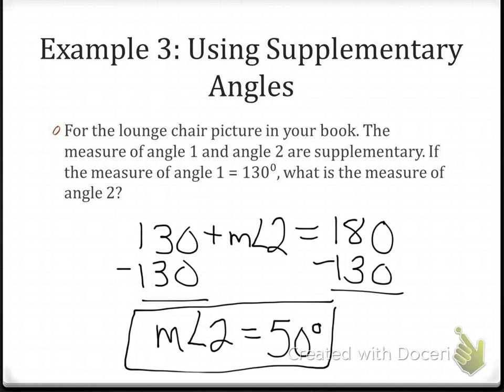All right? So anytime you're told that angles are supplementary or complementary, you automatically know the total. So if they give you the measure of one angle, you can subtract it and find the measure of the other one.